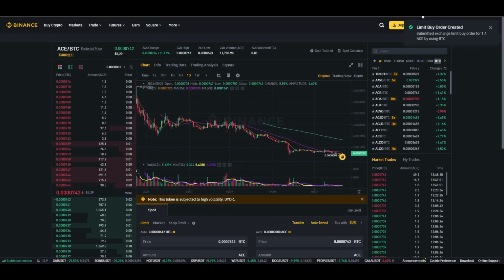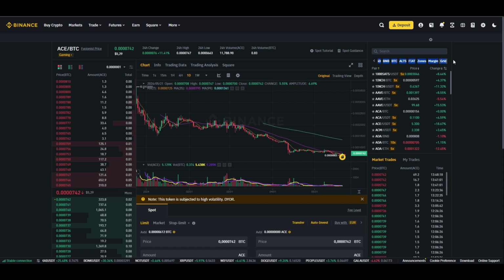Another cryptocurrency I bought is Ace, and if you wanted to buy something for Ace, then you wouldn't be able to, because there is no option. You would have to convert the Ace to USDT, for example, and then you can buy Bitcoin with that.